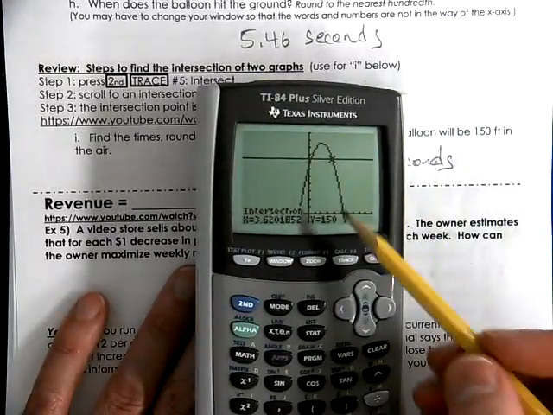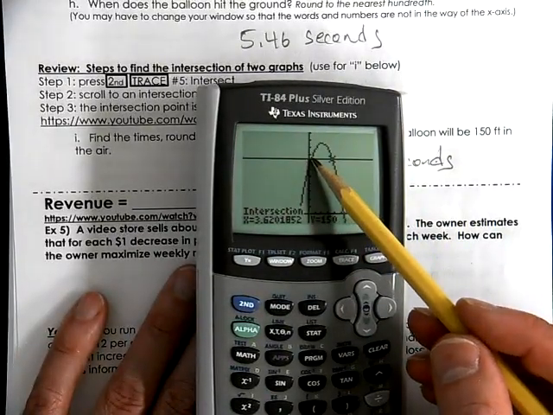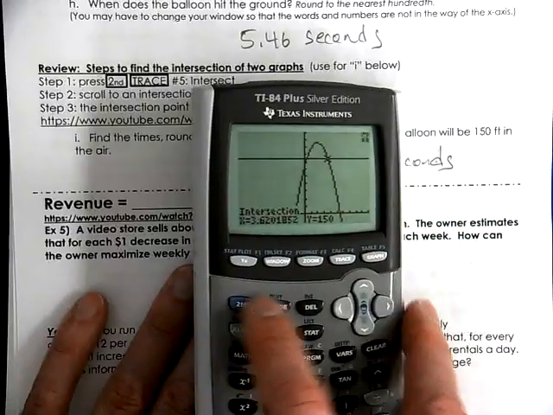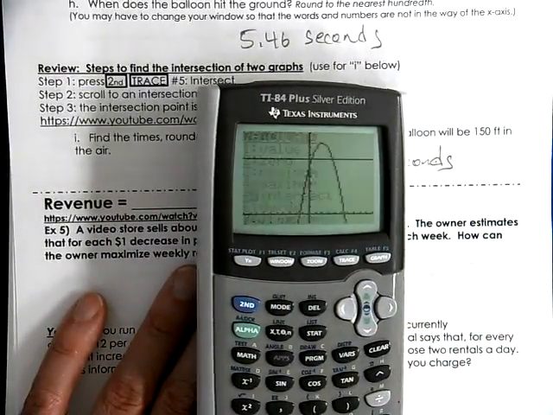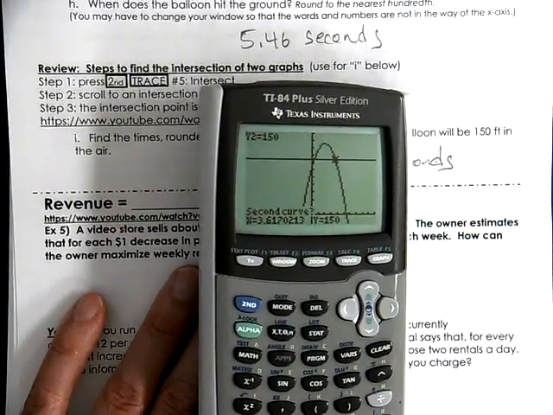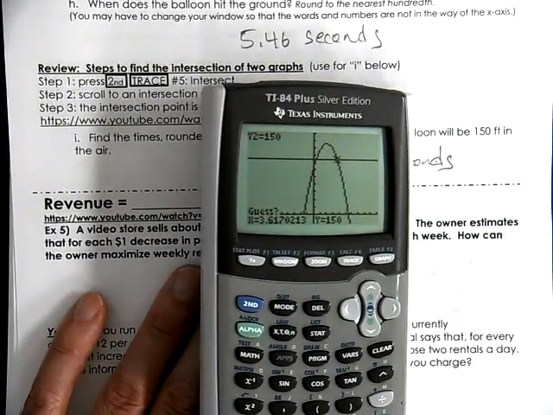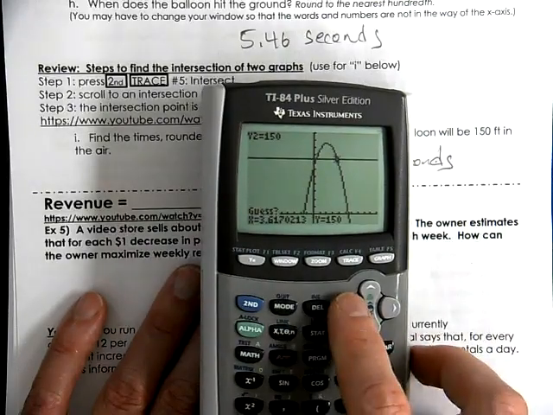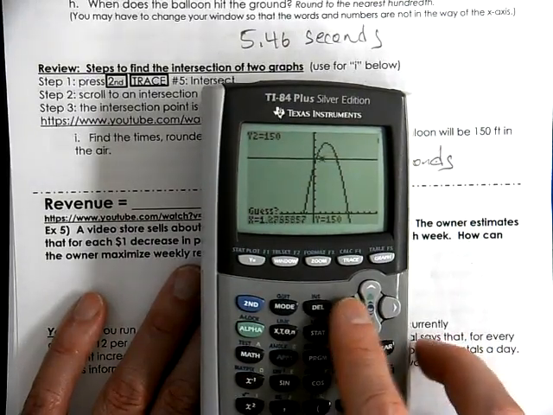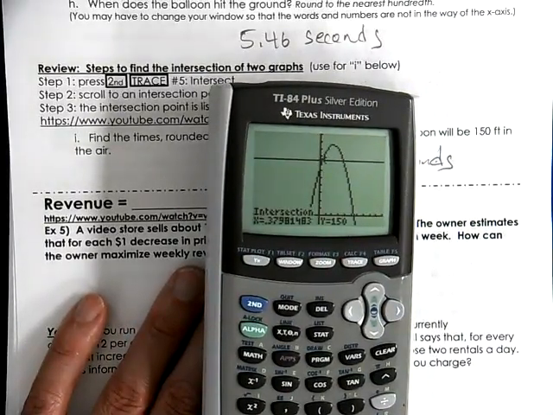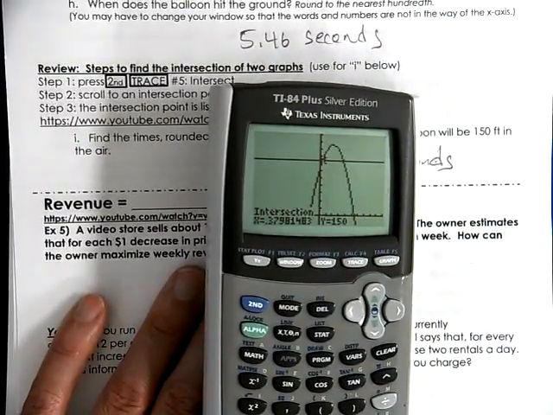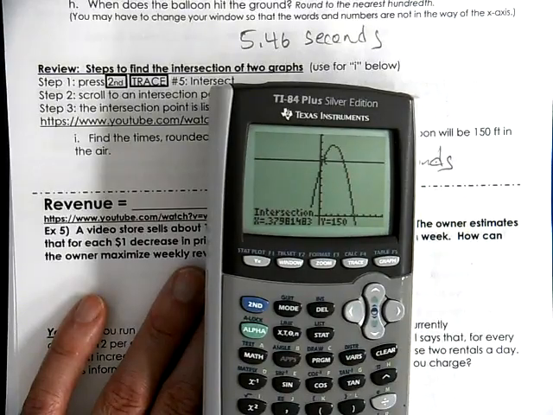Well, we knew there was another one. There's another one back here, so we need to do this again. Second trace, down to intersection, enter, first curve, second curve, and then we guess our way closer to the other one. Doesn't matter how close you get, just hit enter. When you're closer to that, we got 0.379, so 0.38.